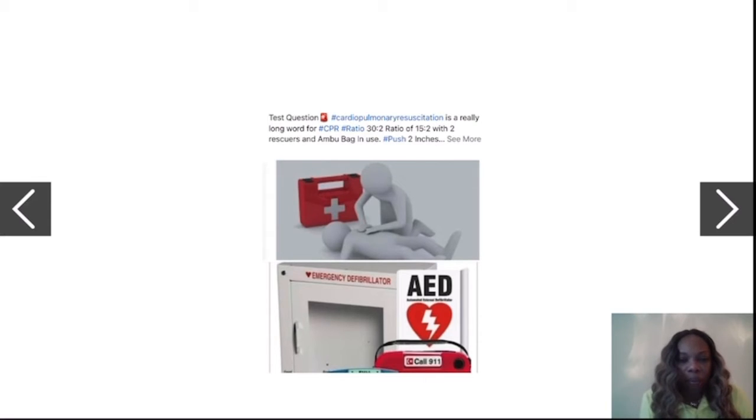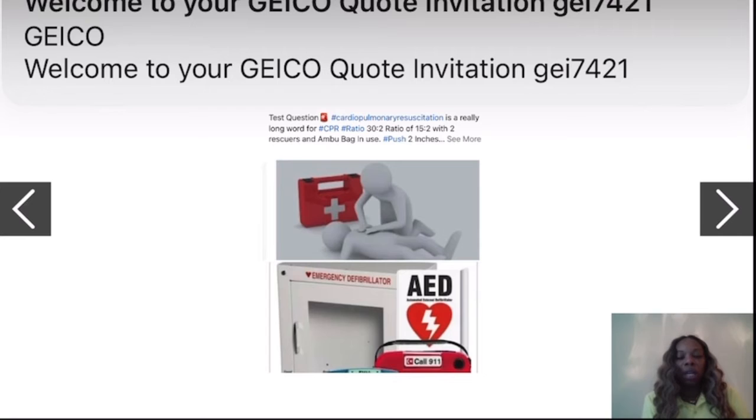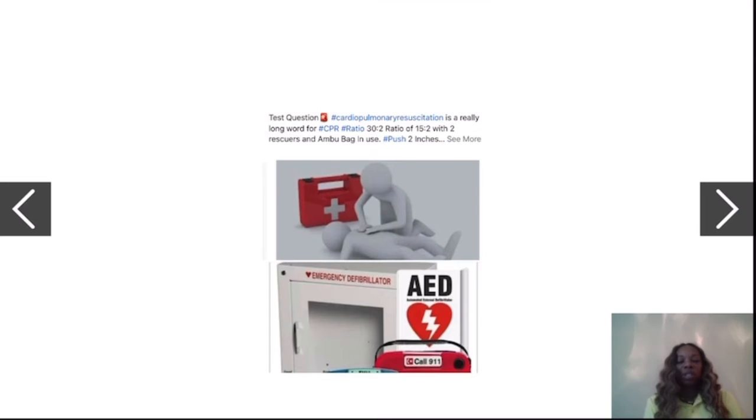So next we're going to talk about cardiopulmonary resuscitation, which is a long word for CPR. You need to know the ratio for CPR is 30 chest compressions to 2 rescue breaths. And if you're working with a child and there are 2 rescuers present, those compressions are cut in half to 15 chest compressions with 2 breaths. And again, this is with 2 rescuers and an ambu bag in use.